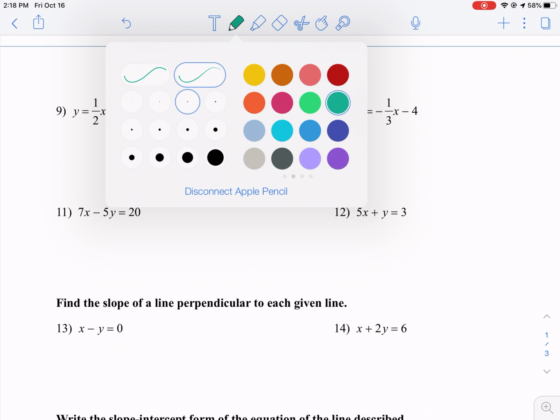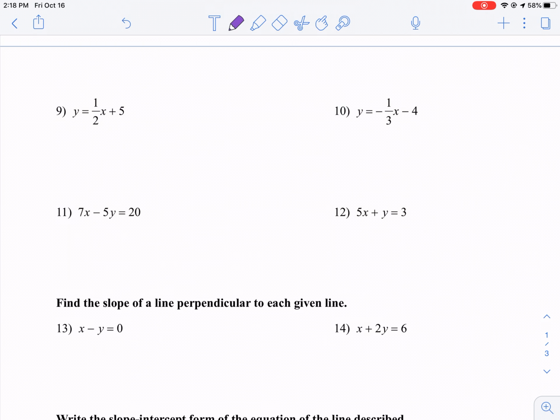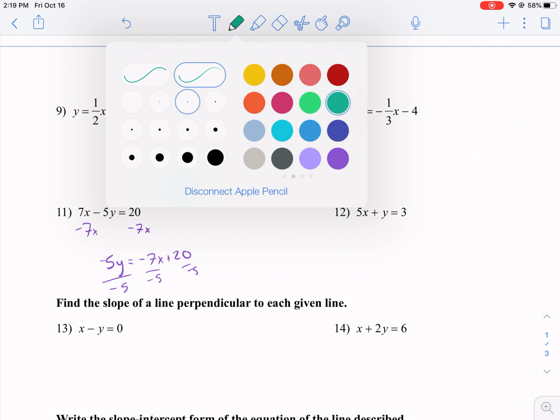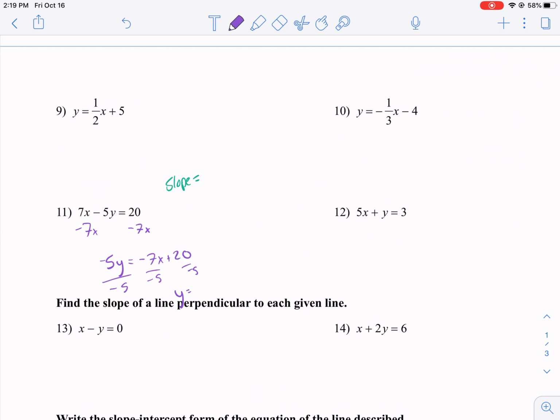So we can do the same thing for these ones down here. For example, number 11, we'd have to do a little bit of work. The first thing we want to do is get the y by itself, subtract 7x. We get negative 5y equals negative 7x plus 20. Then we have to divide both sides by negative 5. The whole point of this is because we want to find our slope, because we need a slope to figure out what is parallel to it. So we get y equals negative divided by negative is positive 7 over 5x, and then minus 20 divided by 5 is 4.